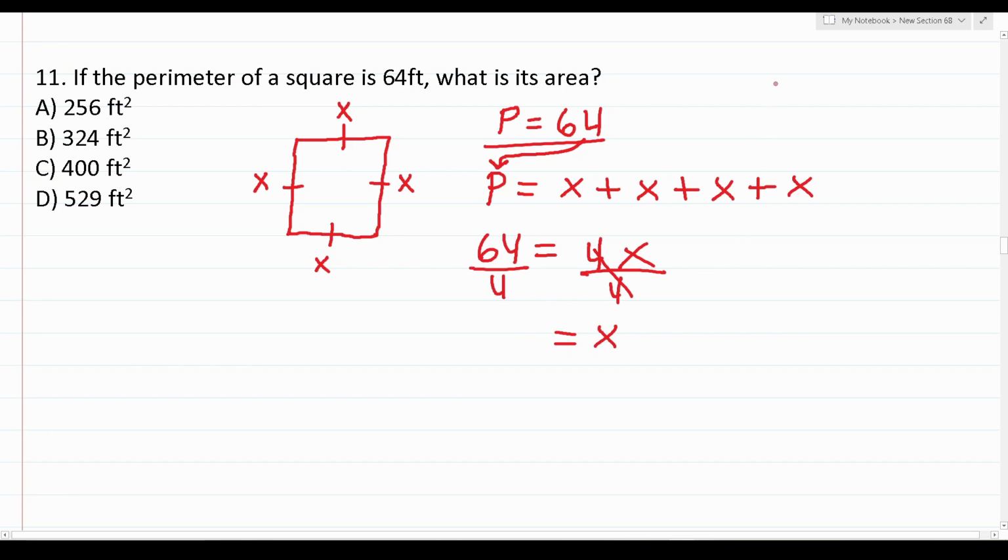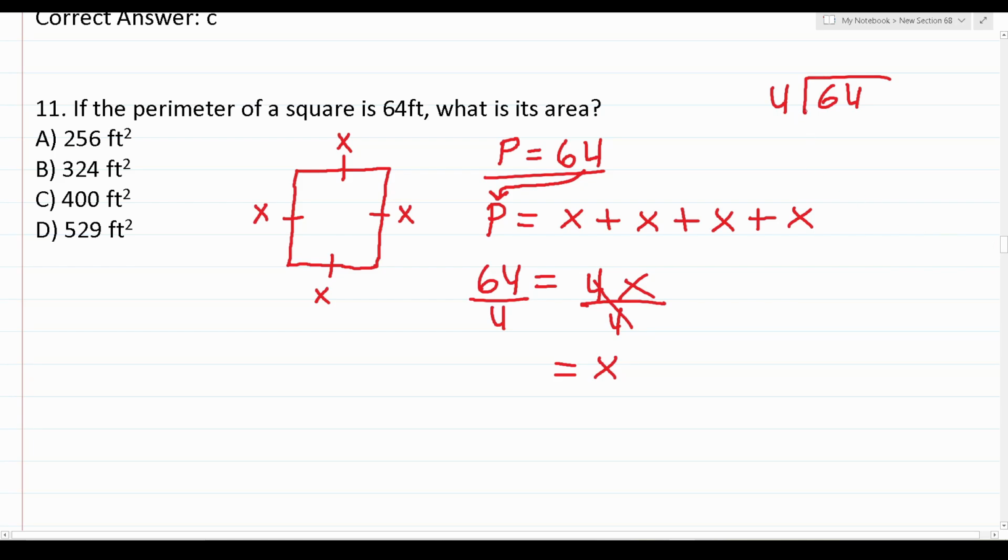64 divided by 4. If you can't do that in your head, you can always do the long division. 64 divided by 4 looks like this. Let me move up a little bit so you can see that. We start by asking ourselves, how many times does 4 go into 6 without going over? That's going to be 1 time, given that 4 times 1 is 4. 6 minus 4 is 2, and we drop down this 4 now. How many times does 4 go into 24 without going over? Well, 6 times 4 is 24 with no remainder. All right, so x in this case is 16.